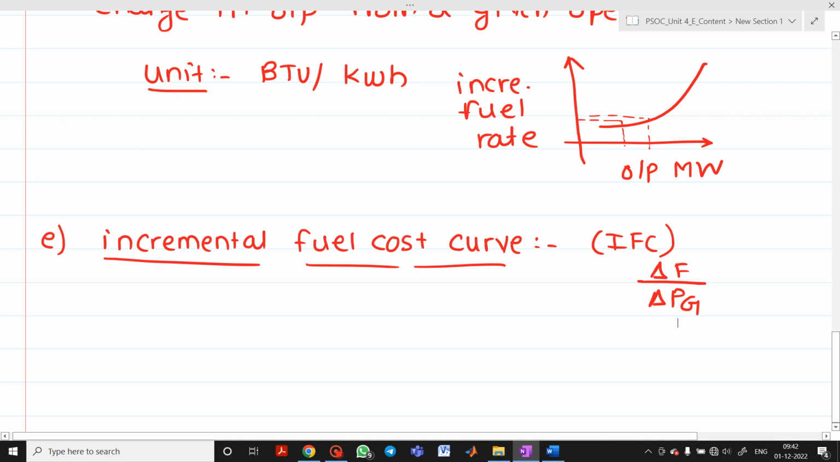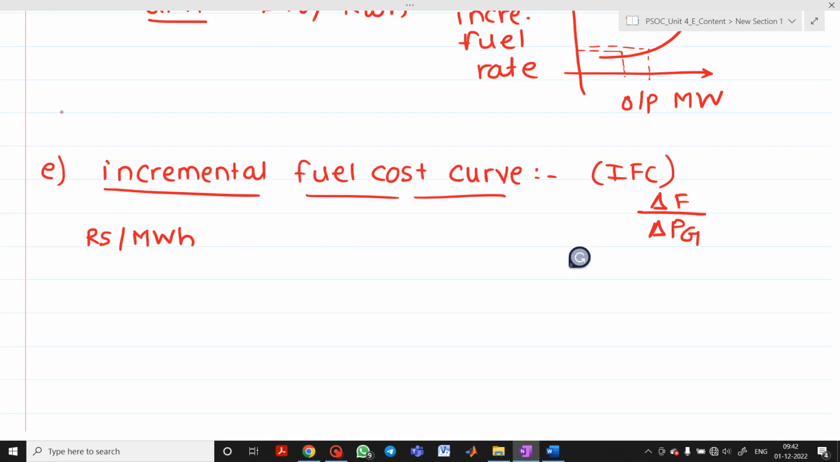So this is the graph we have already drawn. Now it is expressed in rupees per megawatt hour. Rupees per megawatt hour. So how will I draw it? It will be drawn like this.